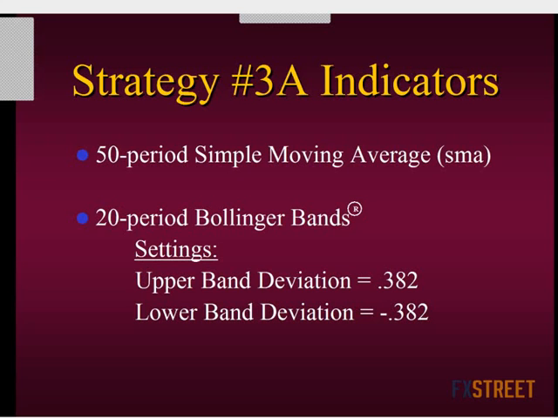Now, the upper band and the lower band settings are going to be altered slightly. Those are usually set at +2, meaning the deviation is going to be +2 away from the middle line and -2 below the middle line. We're going to alter that to read 0.382 for the upper band and -0.382 for the lower band. All right, so that's the standard deviation.